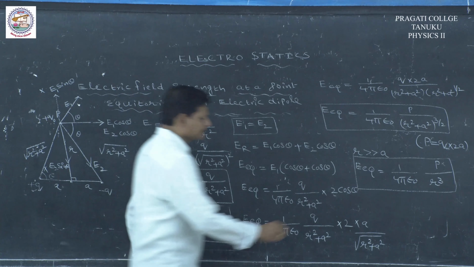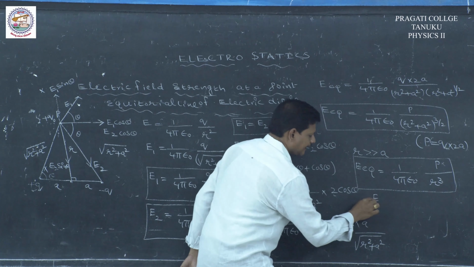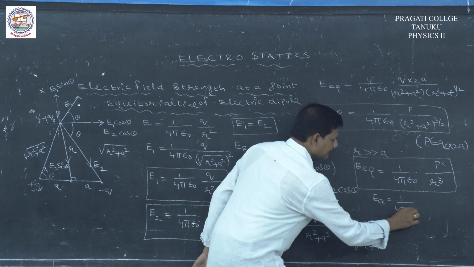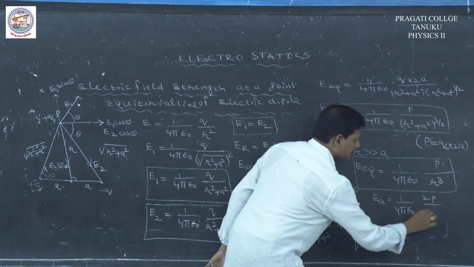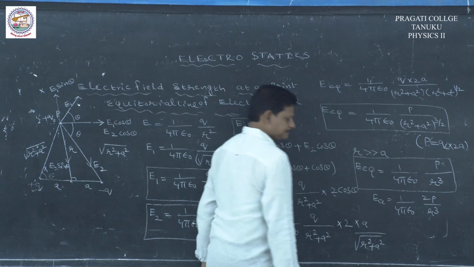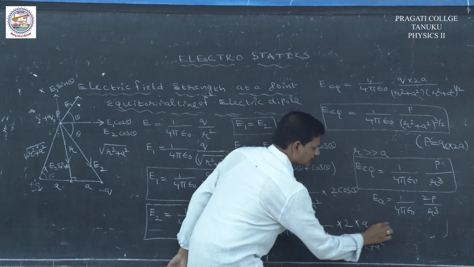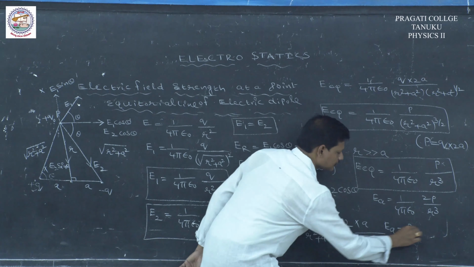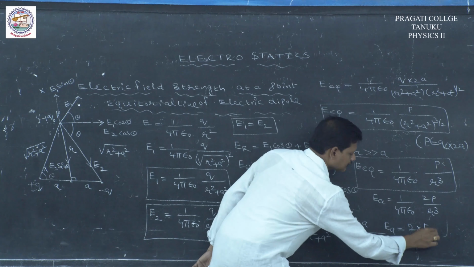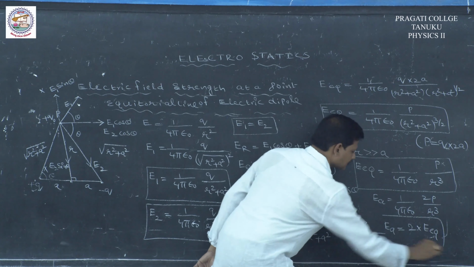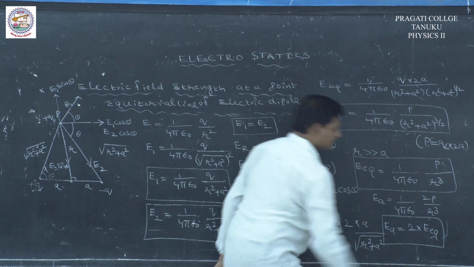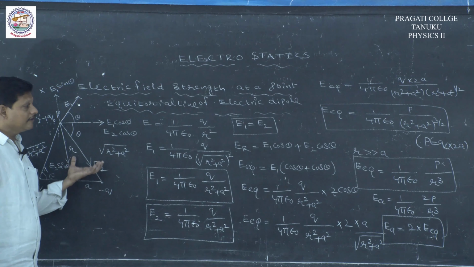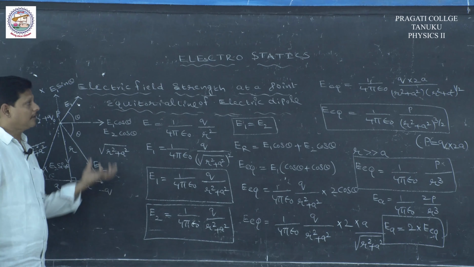We know the expression for electric field strength on the axial line: 1 by 4 pi epsilon naught, 2P by r cube. So from the above expressions we can write E axial is equal to 2 into E equatorial. So this is a very important question from electrostatics.